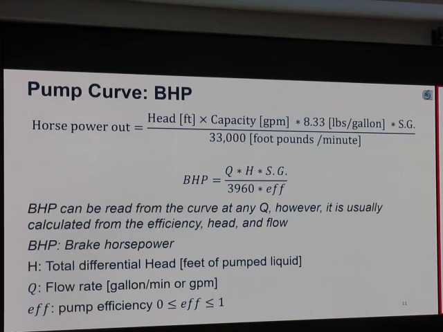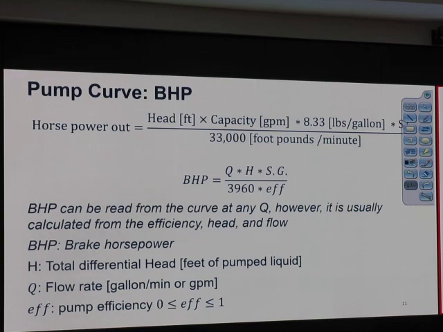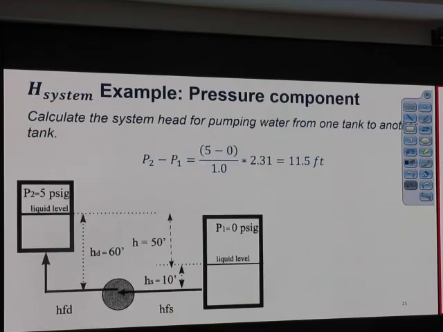Okay, horsepower. Look at this. Head multiplied by capacity multiplied by density. But what is the difference between this and that? This one gives me pump horsepower. I just need to know head, the flow rate, and density, and everything will be just fine. It gives me horsepower. Another one is a lot more. It has every other term.